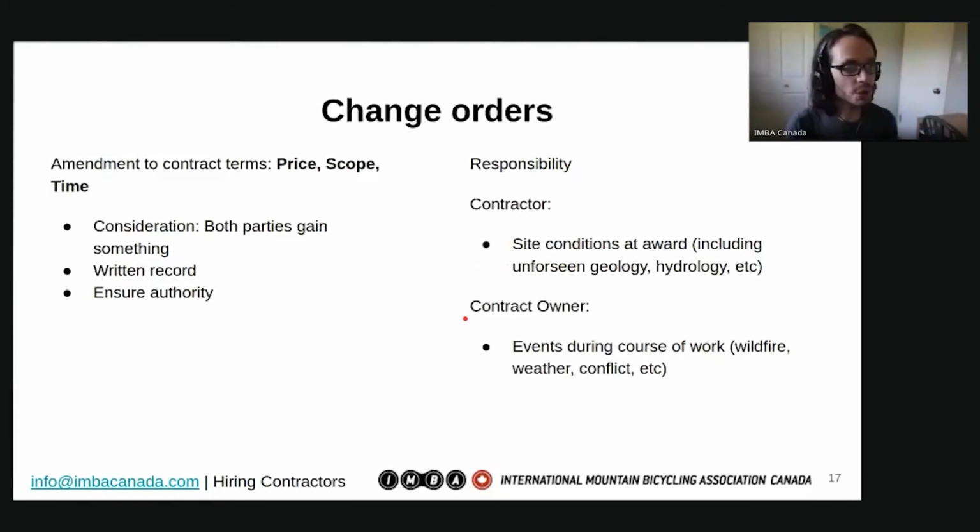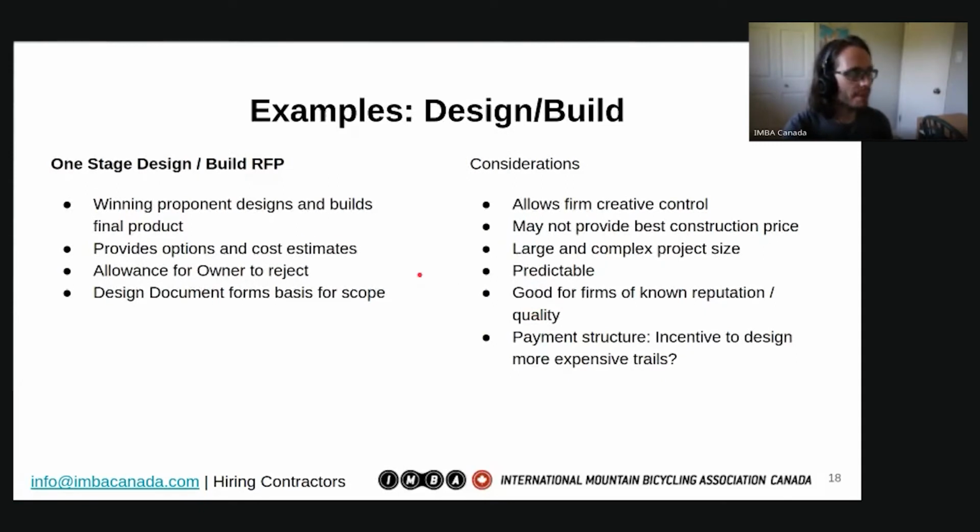The contract owner is responsible for events during the course of work: wildfires, weather, conflicts, any kind of changes that were not part of the original site. So having an understanding of productivity and weather and recording that information can be really useful, so you can keep track of the contractor. Following up is key.